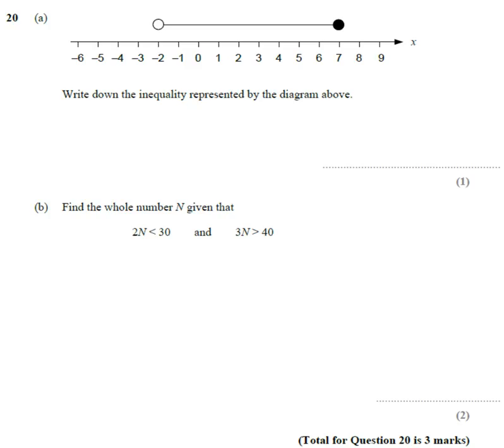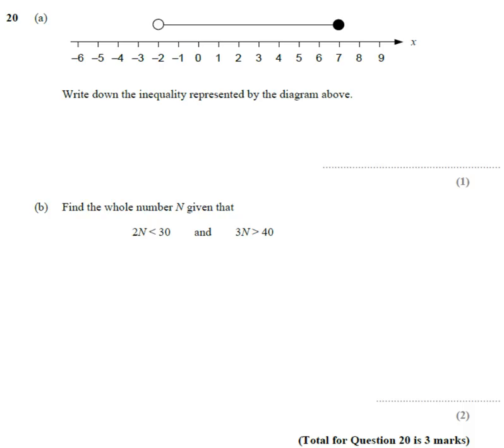Okay, question 20 here of paper 1 of Churchill Maths. This question is all to do with inequalities, part A and part B. So if this is a question that you found difficult, then obviously you need to go and do a little more revision on inequalities, on drawing inequalities on a number line, and solving inequalities.